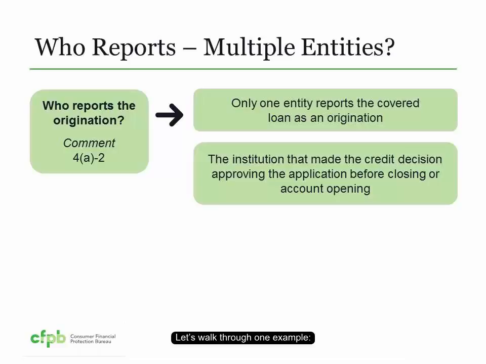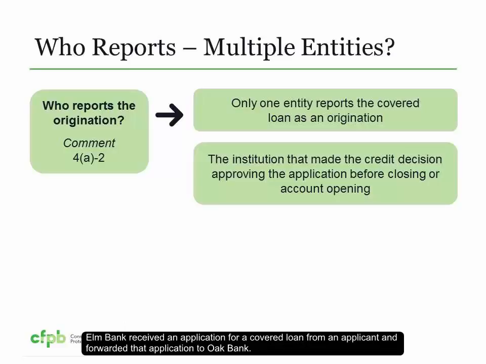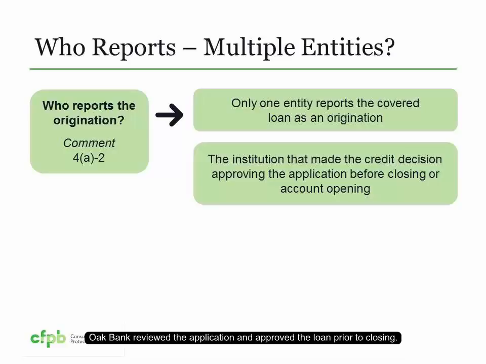Let's walk through one example. Elm Bank received an application for a covered loan from an applicant and forwarded that application to Oak Bank. Oak Bank reviewed the application and approved the loan prior to closing. The loan closed in Elm Bank's name. Oak Bank purchased the loan from Elm Bank after closing. Oak Bank was not acting as Elm Bank's agent.